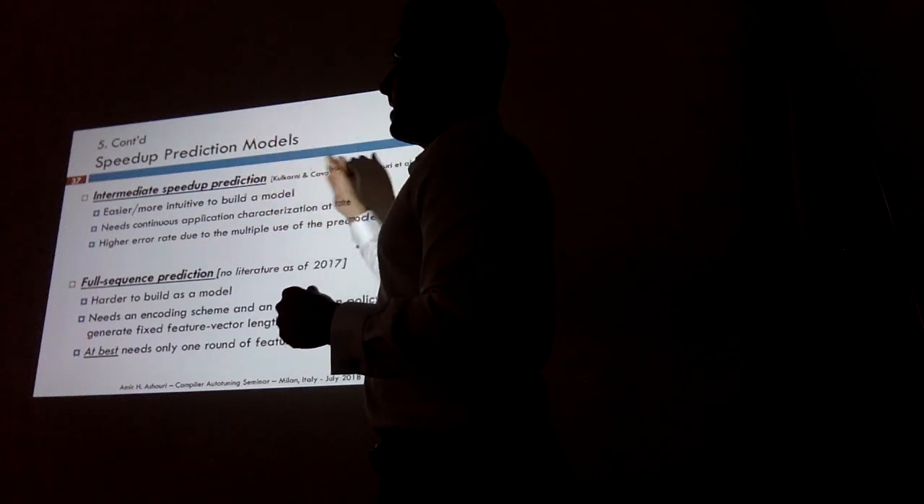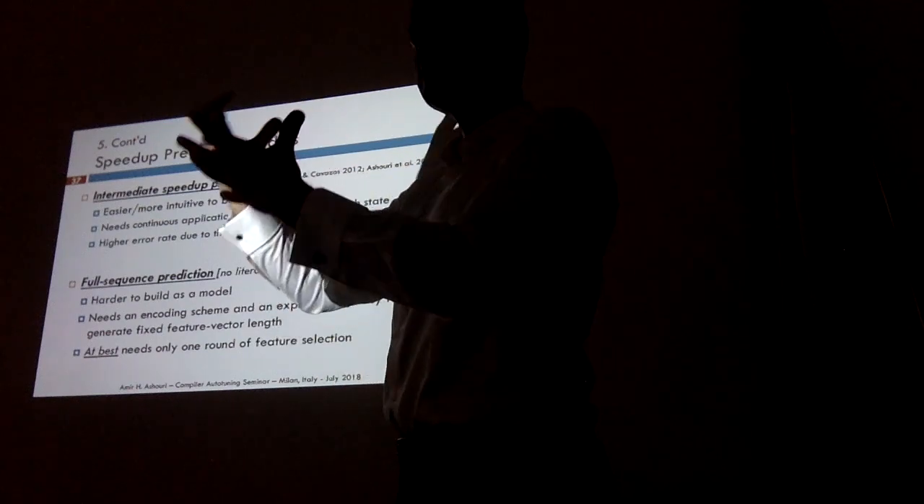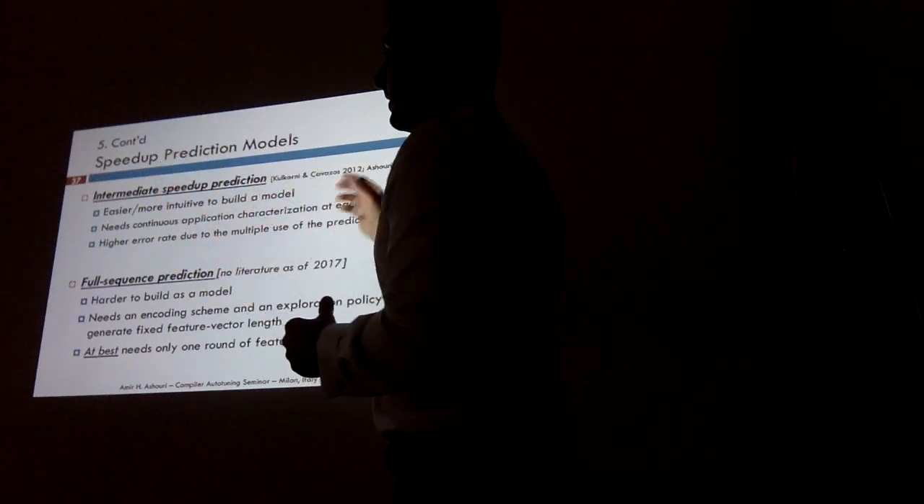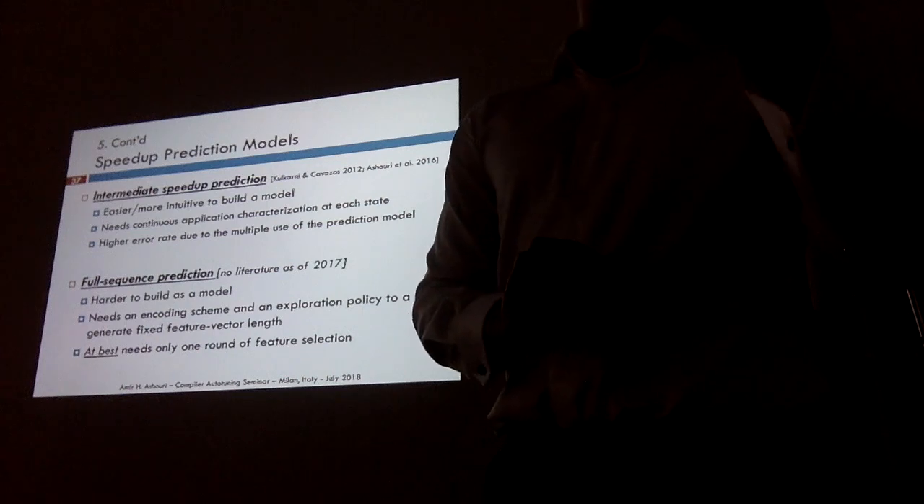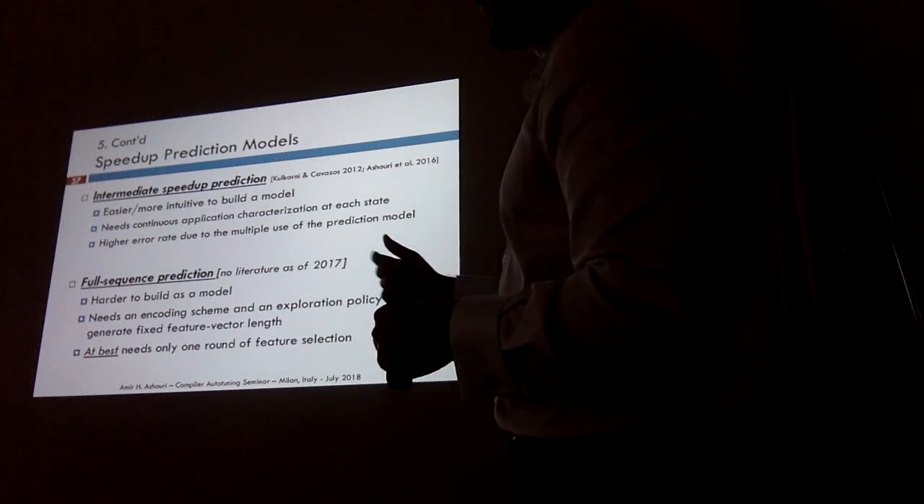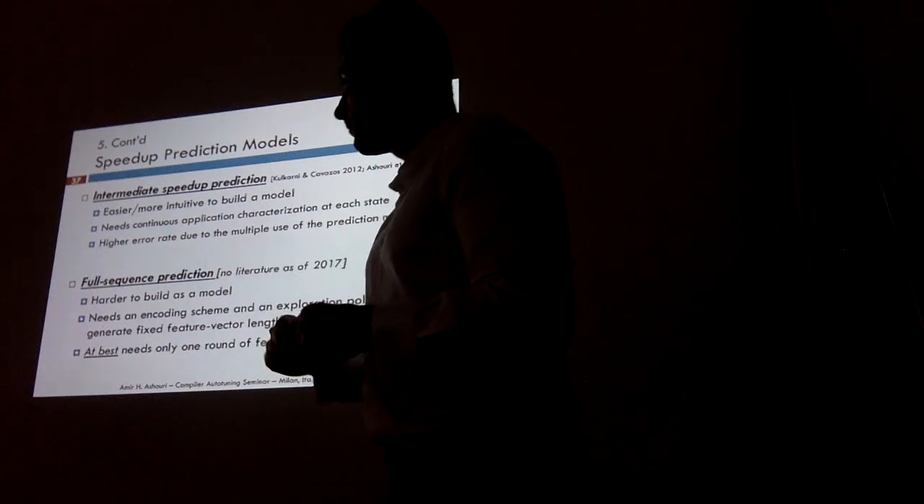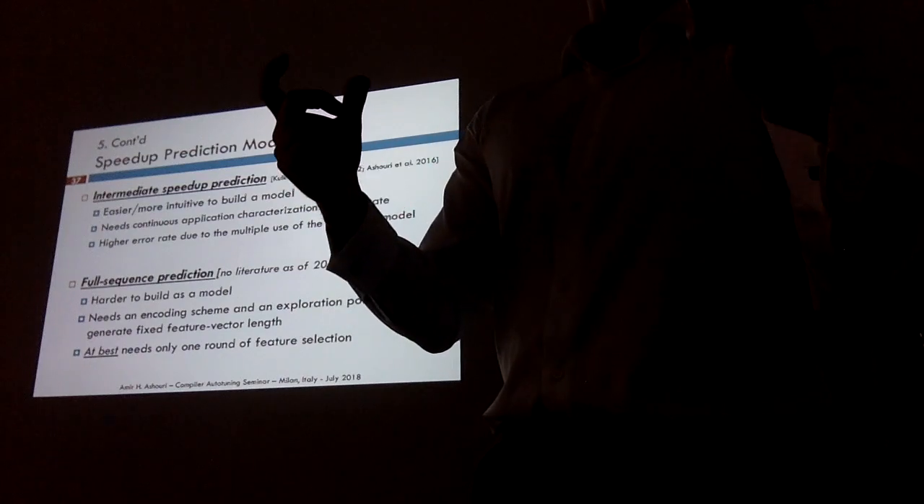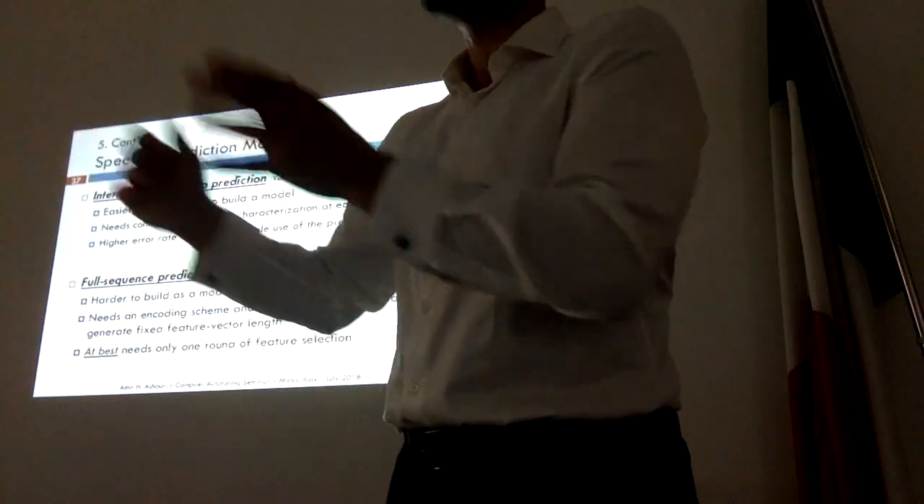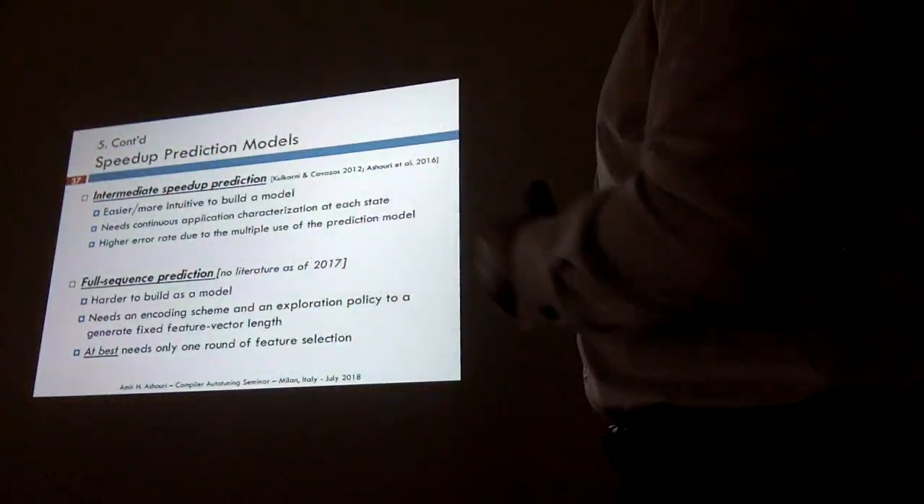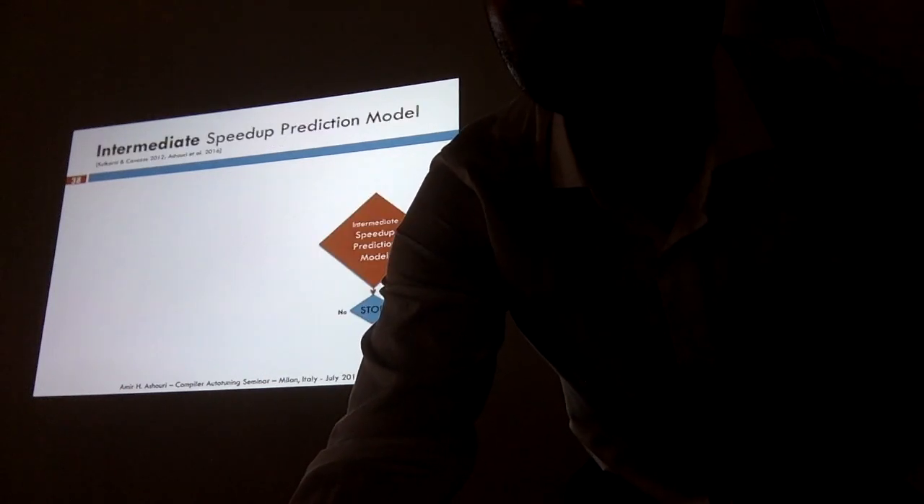So this is called intermediate speed up prediction, because at each intermediate step, it's going to predict the next good optimization to apply. If you go for full sequence, it's going to let you know at one shot: this is your application, just use this sequence of optimizations at one shot. It's going to be harder to build as a model, and I'm going to show why.